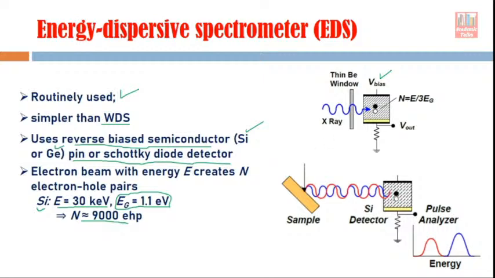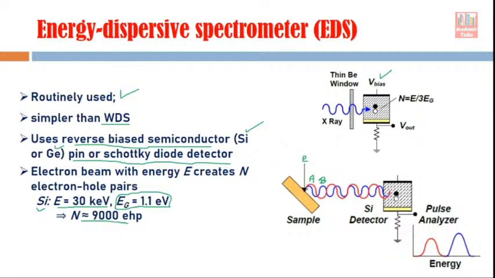So you can see this kind of arrangement. This arrangement shows not only the detector part, but the sample part is also shown here. This is an electron beam which falls on the sample. When this electron beam interacts with the sample, you see two X-rays shown here. Maybe these two X-rays correspond to two different elements present in the sample. Suppose this red color X-ray corresponds to an element A, and this blue color X-ray is produced because of the presence of element B in the sample.